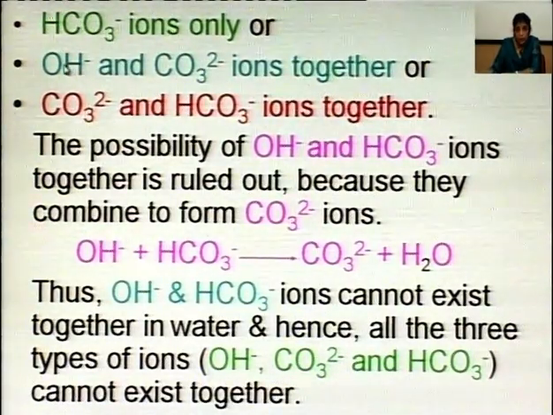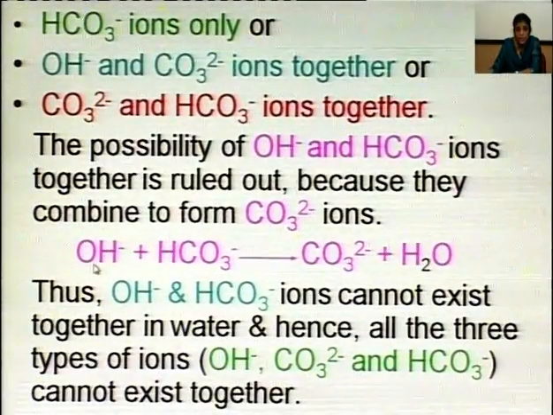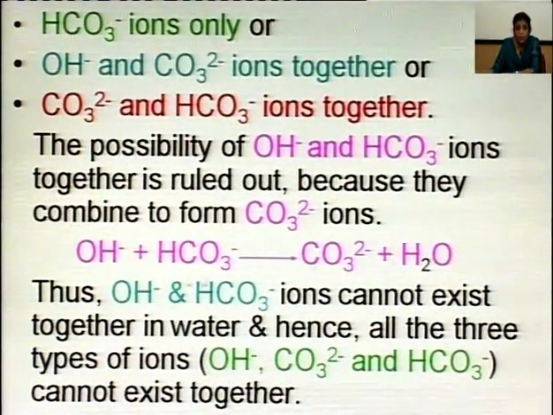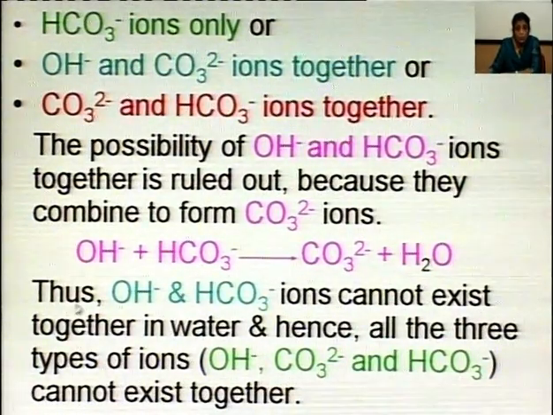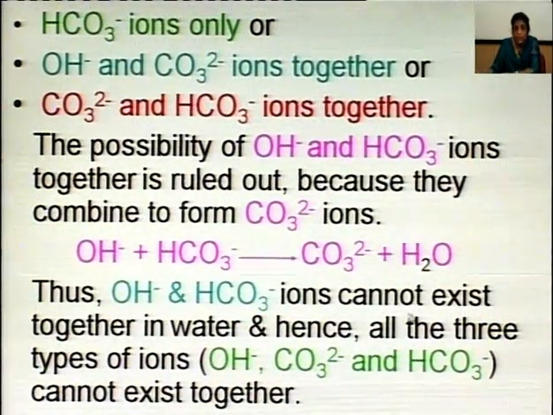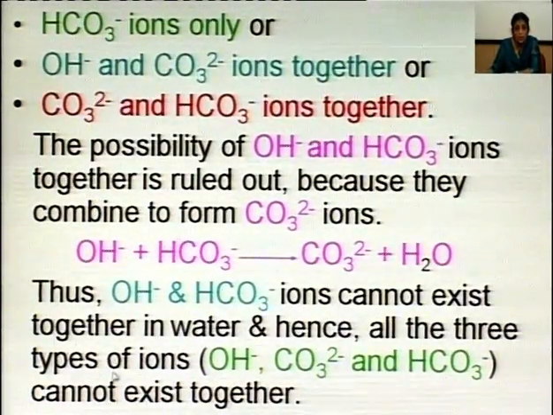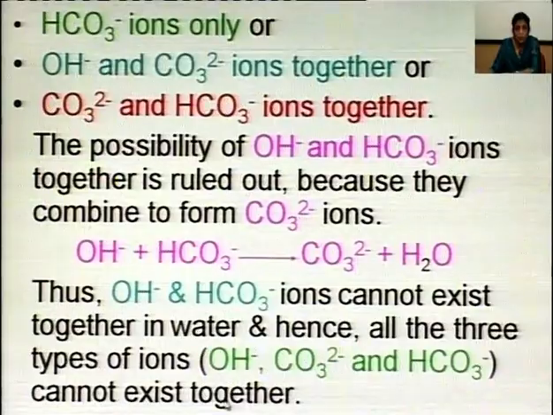Whereas, the possibility of hydroxide and bicarbonate ions present together is ruled out, because if they are present they will combine to form carbonate ions. You can see in this equation that hydroxide and bicarbonate form carbonate and water. So, we can say hydroxide and bicarbonate ions cannot exist together in water, and hence all the three types of ions cannot exist together.